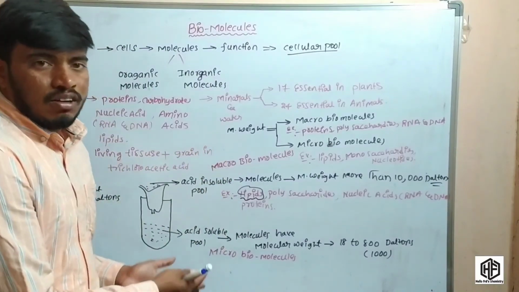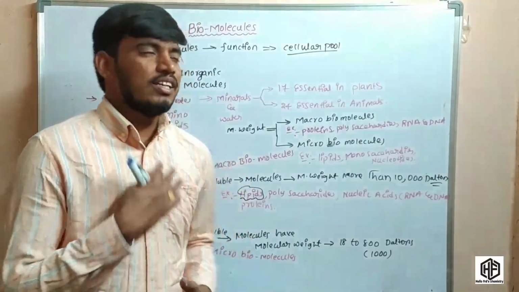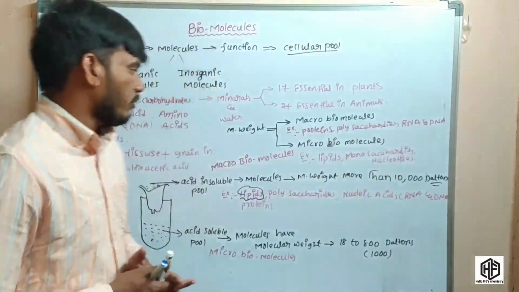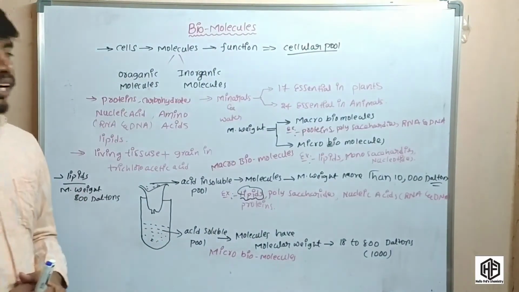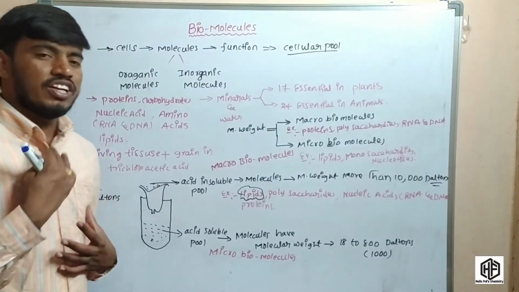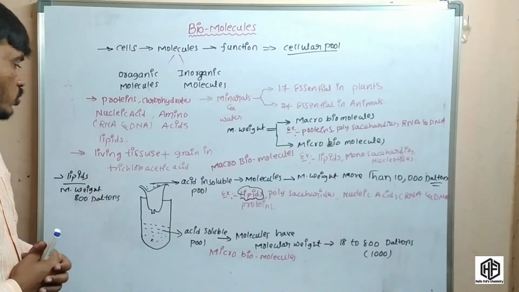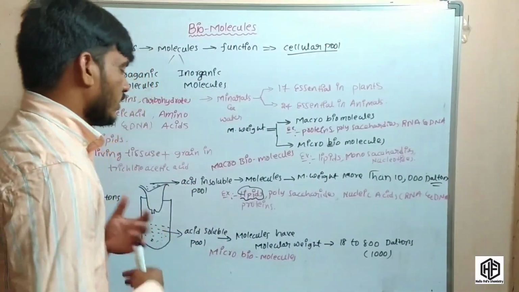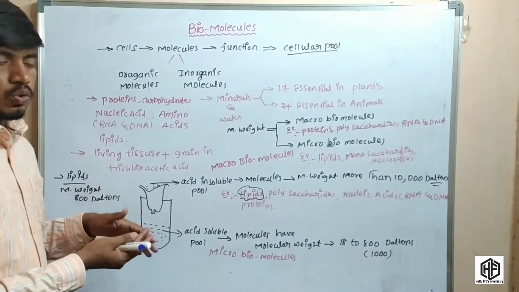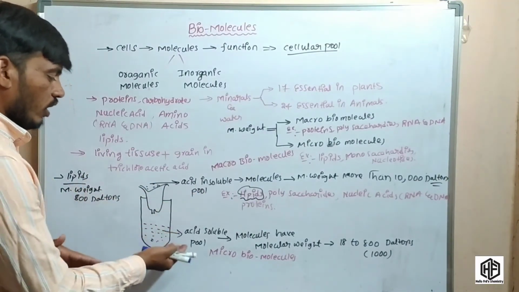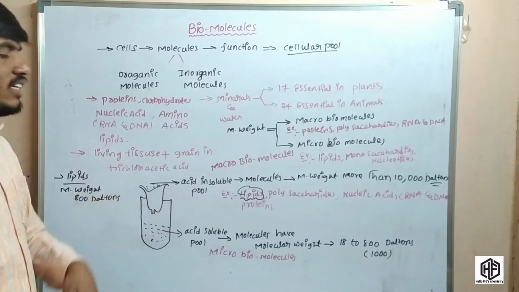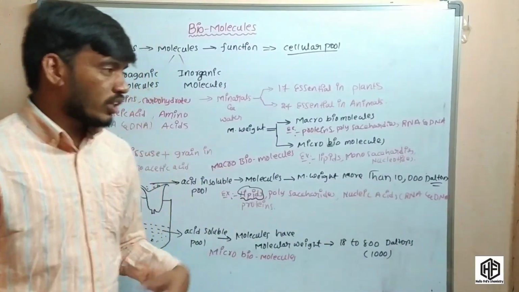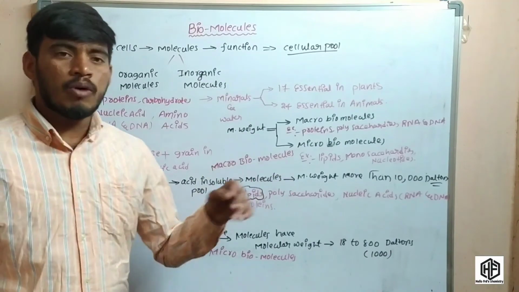The minerals are again classified into 17 essential in plants and 24 essential in animals. And in one more experiment, these organic molecules are classified into micro biomolecules and macro biomolecules. When living tissue is placed in trichloroacetic acid, there are two separate pools: the acid insoluble pool and the acid soluble pool. In the acid insoluble pool, the molecular weight is more than 10,000 Daltons. Those molecules are called macro biomolecules.